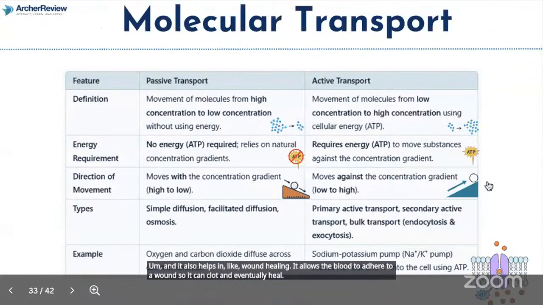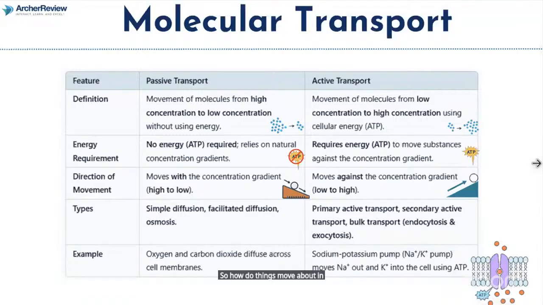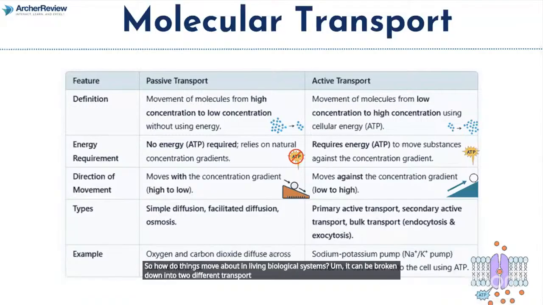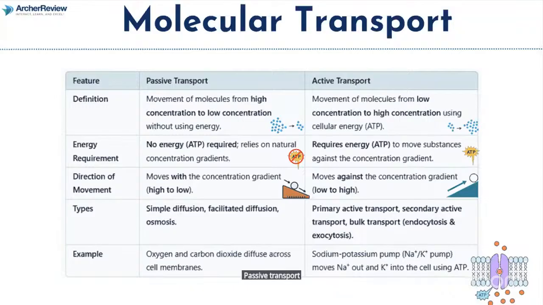So how do things move about in living biological systems? It can be broken down into two different transportation systems: passive transport and active transport.